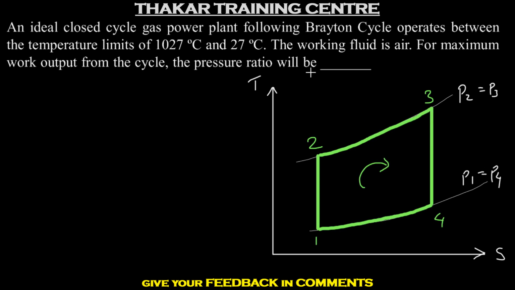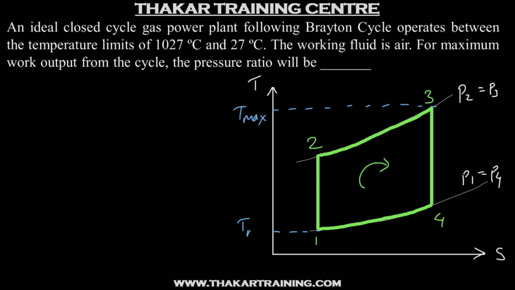Now coming to the question, what it is saying is the cycle operates between the temperature limits of 1027 and 27 degrees centigrade. So in short, we are given the temperature limits, which is T3 and T1. So we are given this is one temperature limit and this is another. So this is T max and this is T minimum. And for maximum work output, what should be the pressure ratio? So we'll substitute the values at the end. We'll solve the question in terms of T max and T minimum and see what expression do we get.